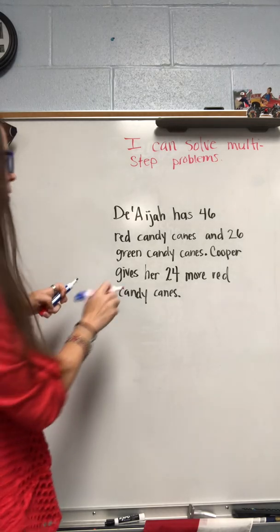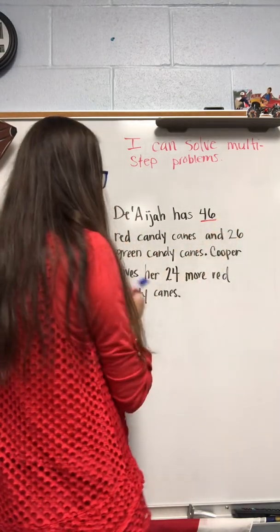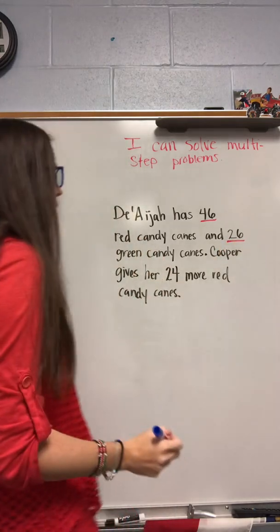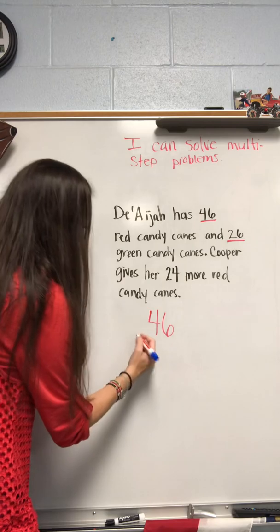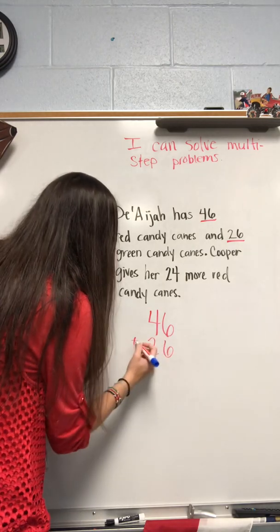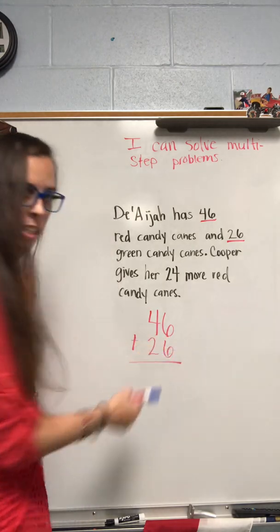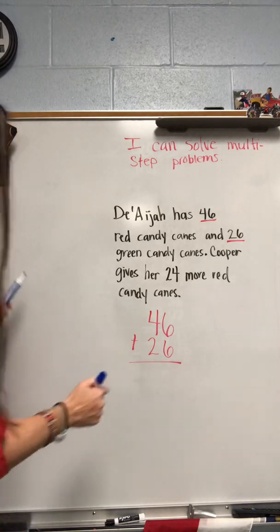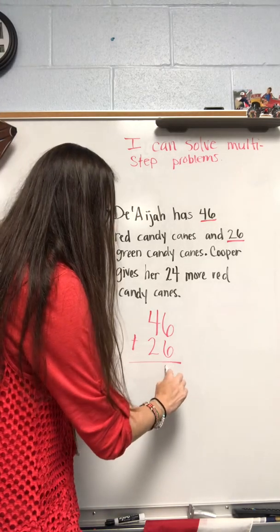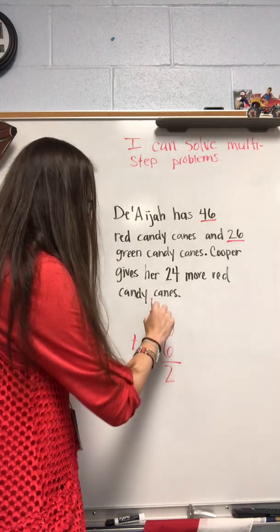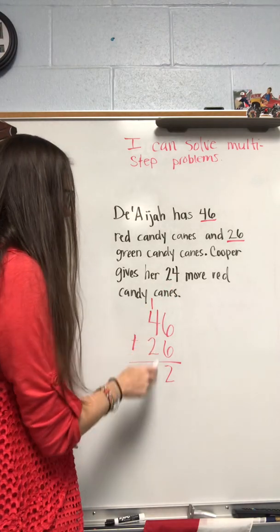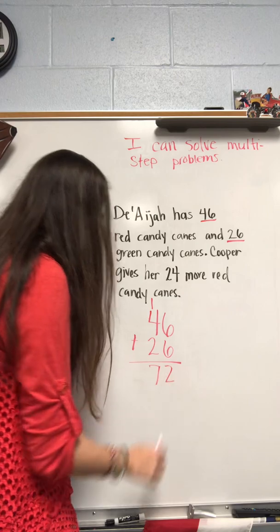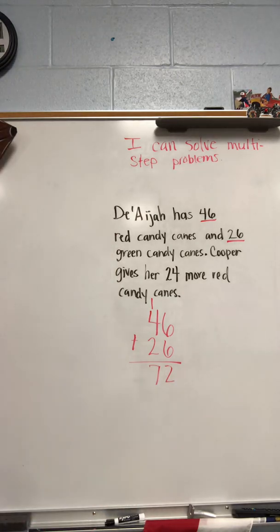Well, let's start out with DeAsia has 46 red ones and 26 green ones. So let's add 46 plus 26. Well, I know 6 and 6 is a double, so I know that 6 and 6 is 12. I'm going to put my 2 here, carry my 1. I know 4 and 1 is 5. 5 and 2 is 7. So right now she has 72 candy canes.